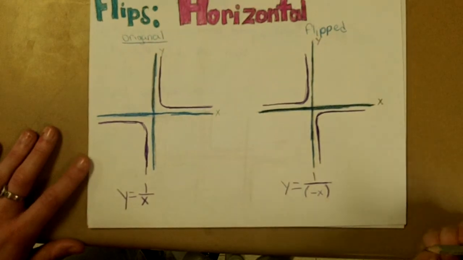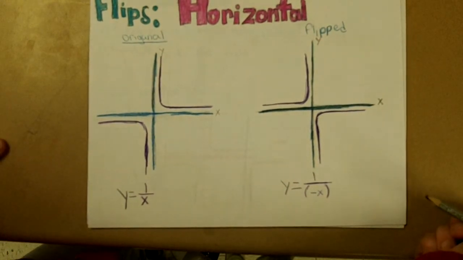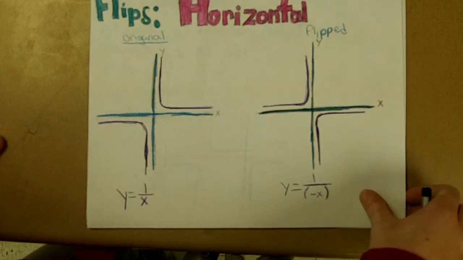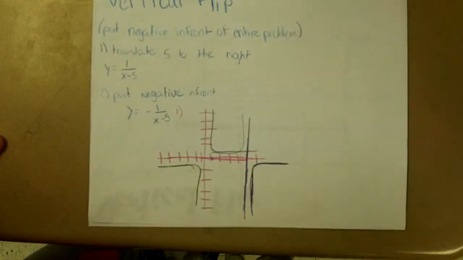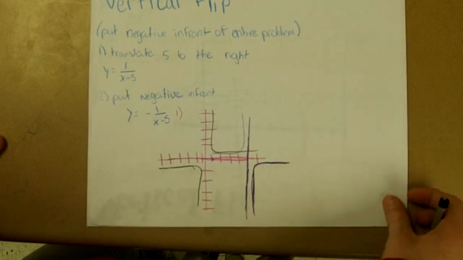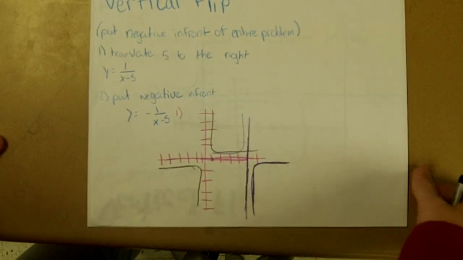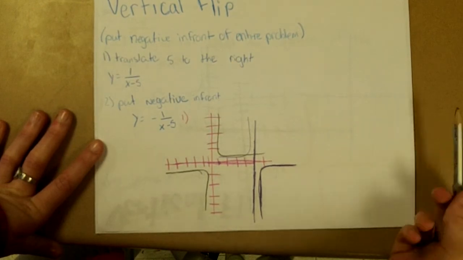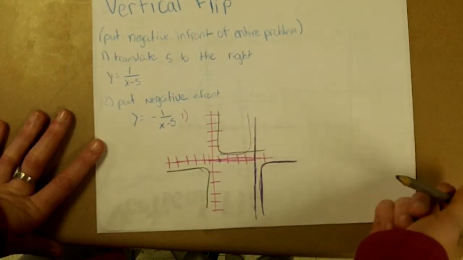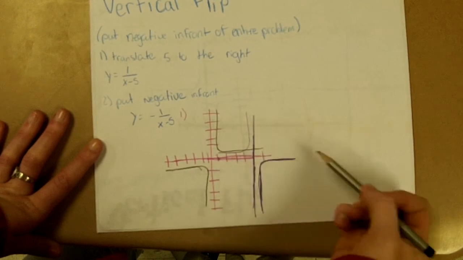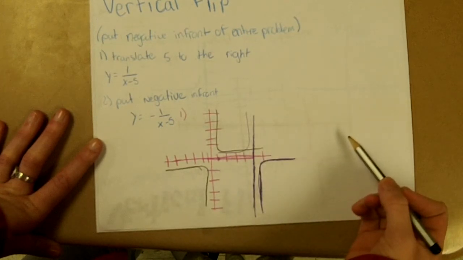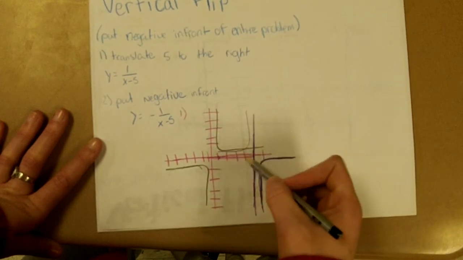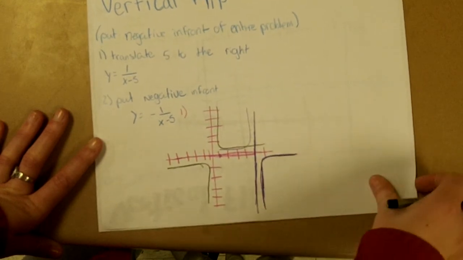For horizontal flips, all you do is put a negative in front of the x, and it flips over the y-axis. For vertical flips, we're going to translate it to the right 5, so it'll be easier to see. So first we're going to start off moving it to the right 5, and then you're just going to put a negative in front of the entire equation. And this is what it's going to end up looking like in the purple.